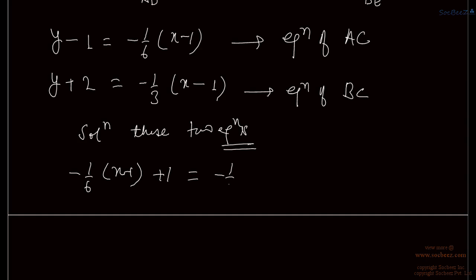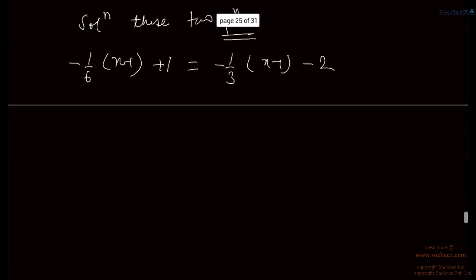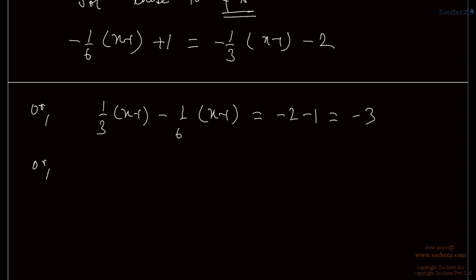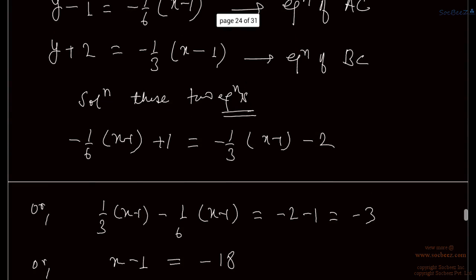So solving these two equations, we have minus 1 upon 6 x minus 1 plus 1 is equal to minus 1 upon 3 x minus 1 minus 2. Or we have 1 upon 3 x minus 1 minus 1 upon 6 x minus 1 is equal to minus 2 minus 1, which is equal to minus 3, right? Or we have, multiplying by 6, we will be getting 2 times x minus 1 minus x minus 1, that is x minus 1 is equal to minus 18, or x is equal to minus 17, right?